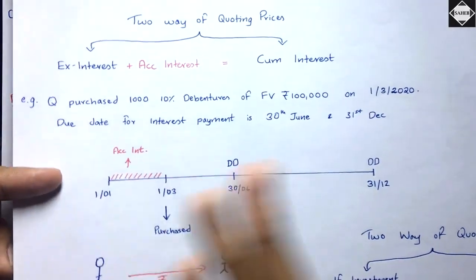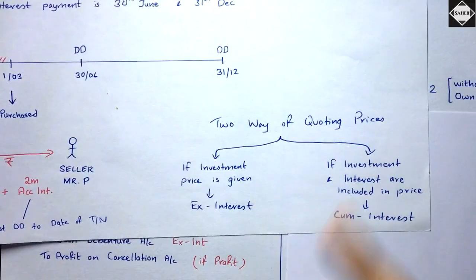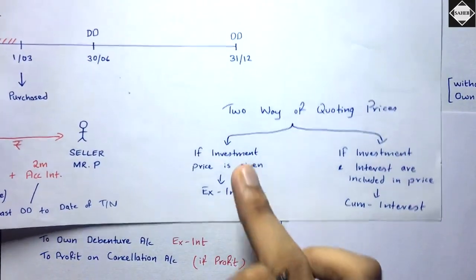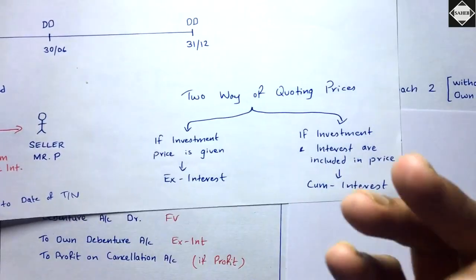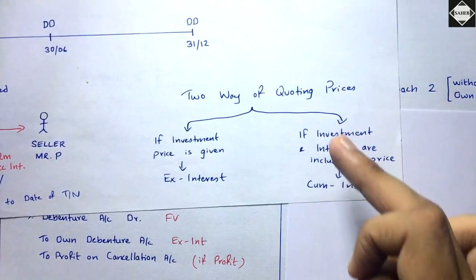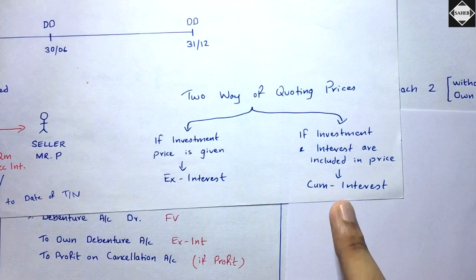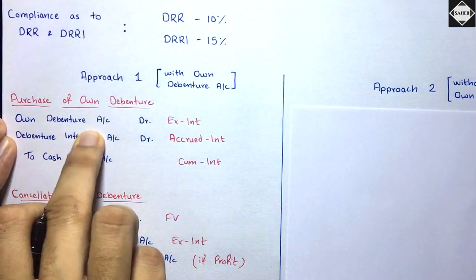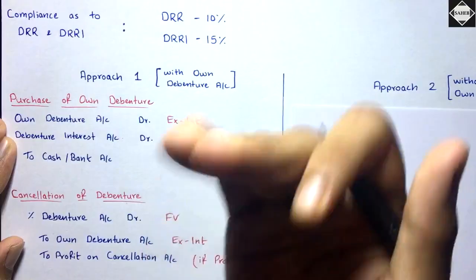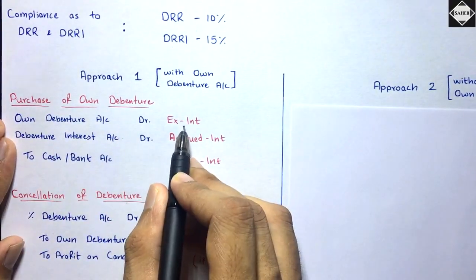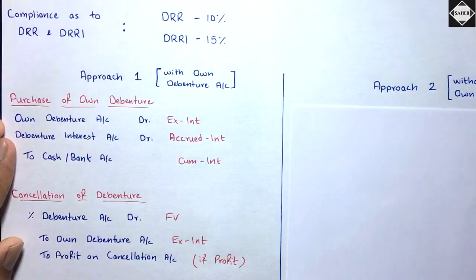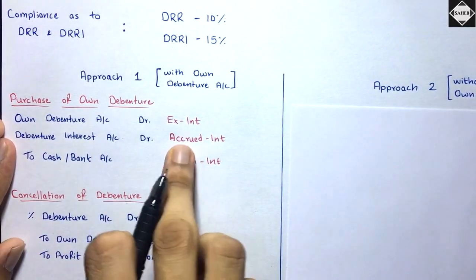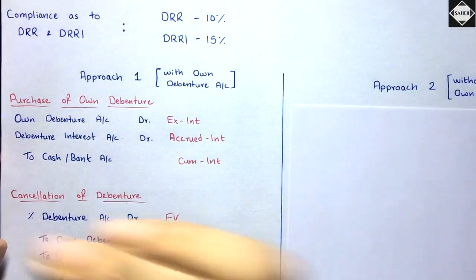So ex-interest and cum-interest are nothing but just two ways of quoting the prices. If just the cost is given, that's ex-interest. If a price is given in which the cost as well as accrued interest is included, then that is cum-interest price. Is that clear? So that's the concept. So here what you're going to do in this entry, in the own debentures account, the debenture which you have purchased, that asset, you are only going to take the cost of the investment, the market value, what you have paid. And then in the debenture interest account, you're going to take the accrued interest, the interest that has been generated till the date of transaction.